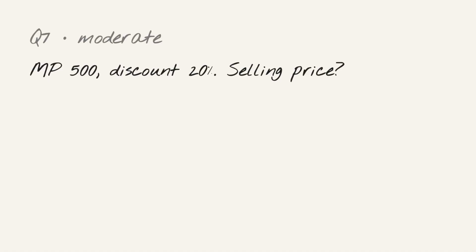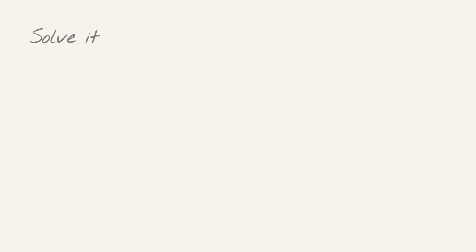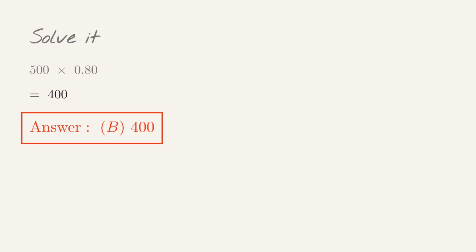Discount sits on the marked price. Pause, give it a real attempt, then I'll walk through it. Discount is on the marked price. 500 times 0.8 is 400. The marked price is the base here, not the cost.